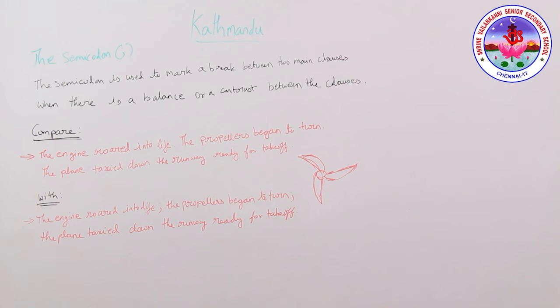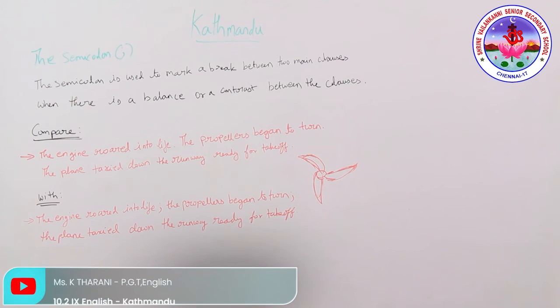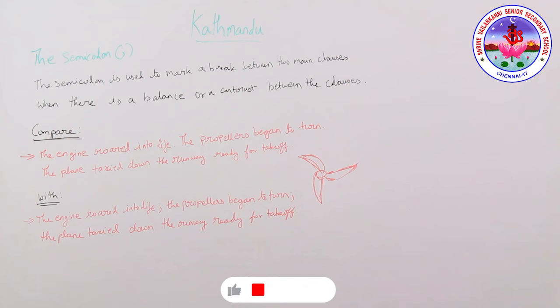The propellers began to turn. The propellers are like an exhaust fan, which you can see in planes. The next sentence: the plane taxied down the runway ready for takeoff. This is the first comparison. Now compare it with the next sentence I've written here. The engine roared into life, semicolon. The propellers began to turn, semicolon. The plane taxied down the runway ready for takeoff, full stop.